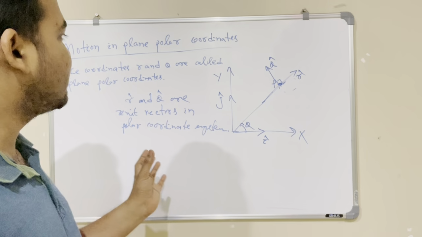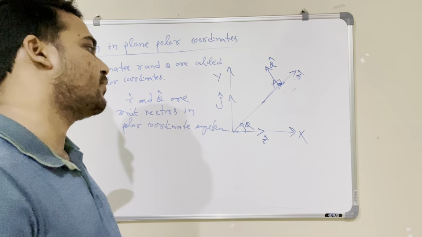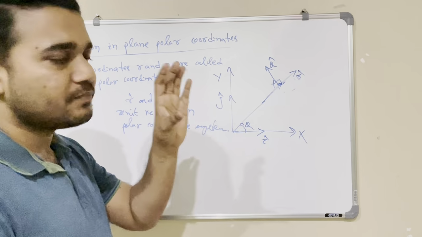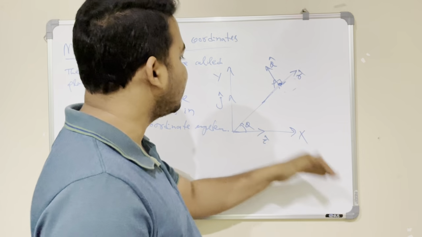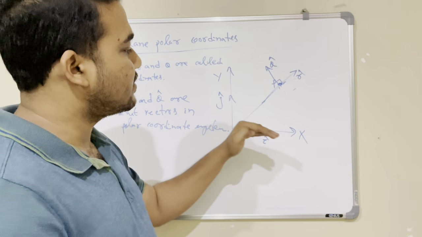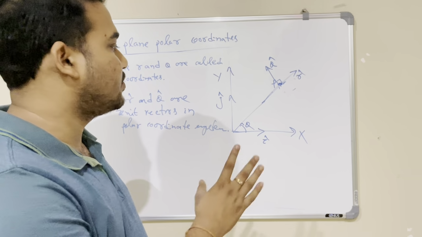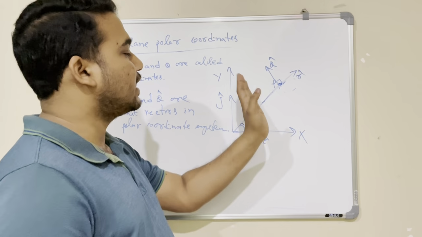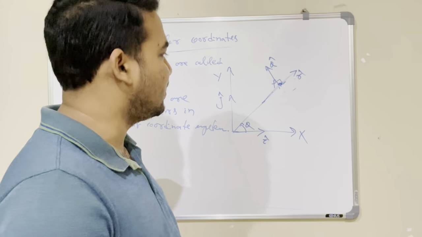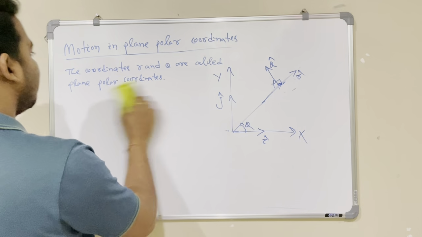But there is a difference between the unit vectors in the Cartesian coordinate system and the unit vectors in the polar coordinate system. We'll discuss that. The thing is that the unit vectors i cap and j cap are constant. That means the directions of i cap and j cap are fixed, they do not change with position. But the directions of r cap and theta cap change with position. We'll show that.